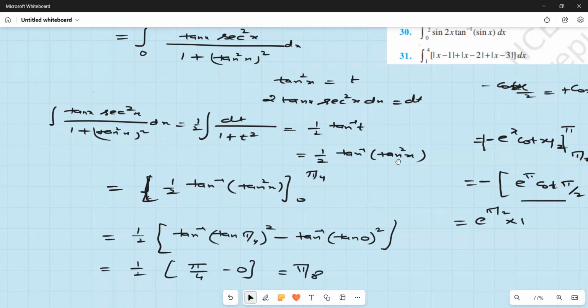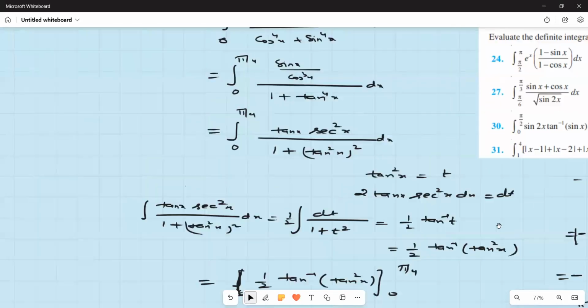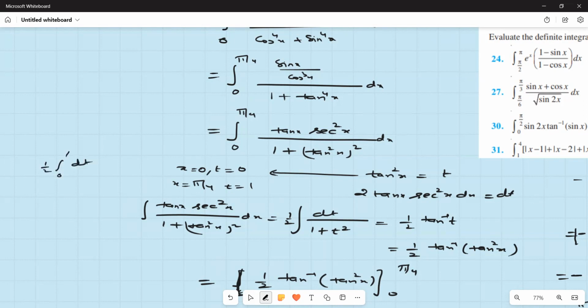But if you want to find the limits over here, what will be the limit for this? If you want to change the limit, x is equal to 0 gives t is equal to 0, and x is equal to pi by 4. If you put pi by 4, t is equal to 1, because tan pi by 4 is 1, and 1 square is also 1. So then you will integrate it from 0 to 1, dt by 2, 1 plus t square.